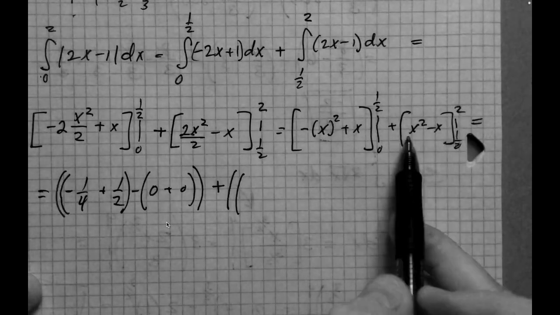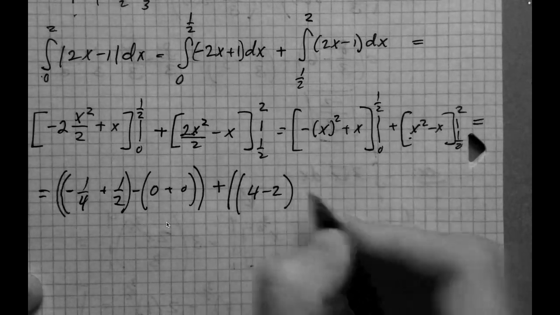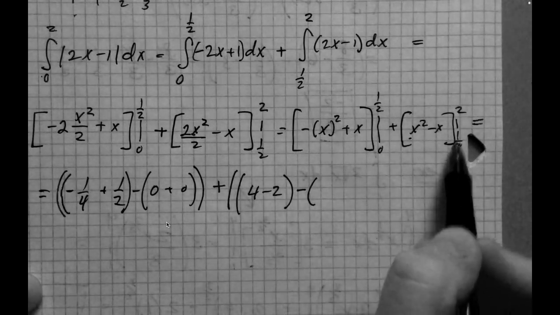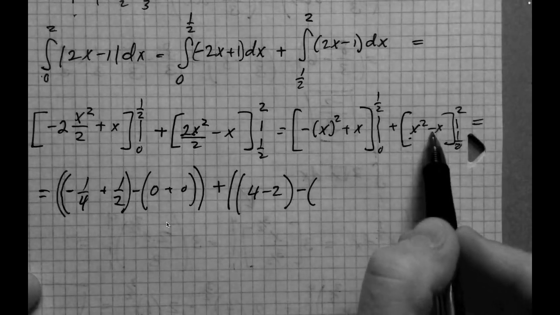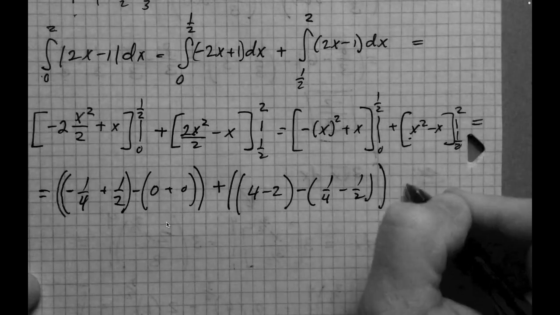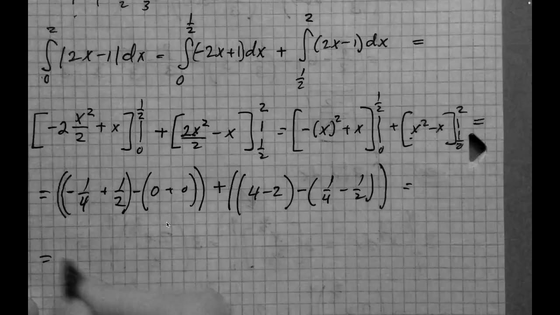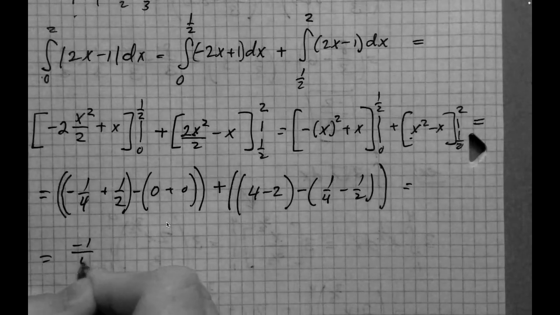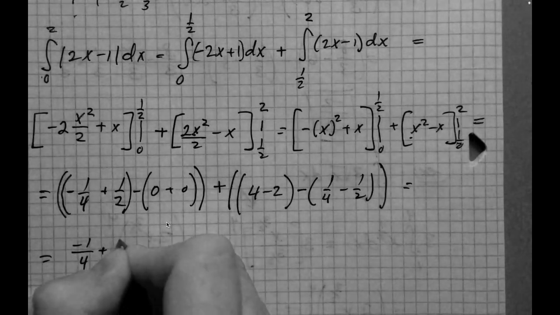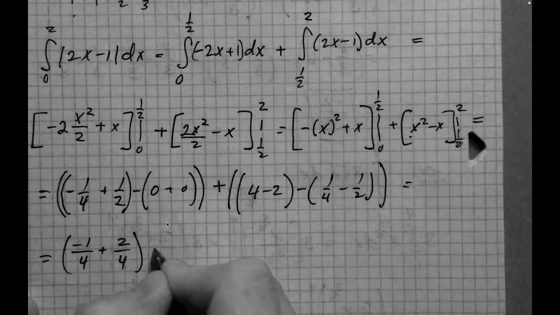And so here it'll be 2 squared, so it'll be 4 minus 2, and then minus, evaluate the whole thing at 1/2, so it'll be 1/4 minus 1/2. Okay, so it looks like that. All right, and we can figure this one out. Let's see. So it's negative 1/4 plus 2/4 here, and that's just 0, so we're not going to worry about that.